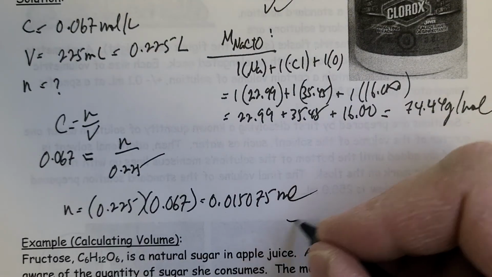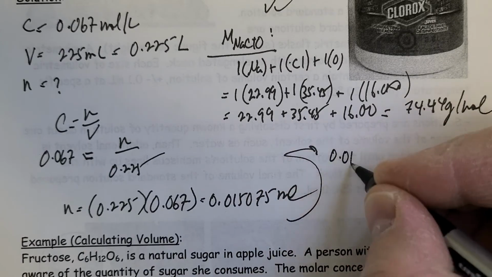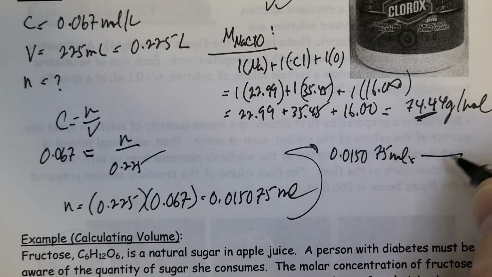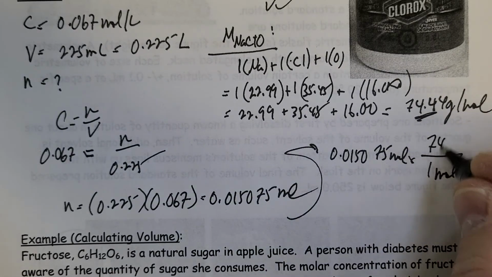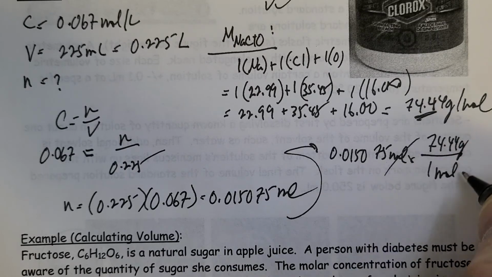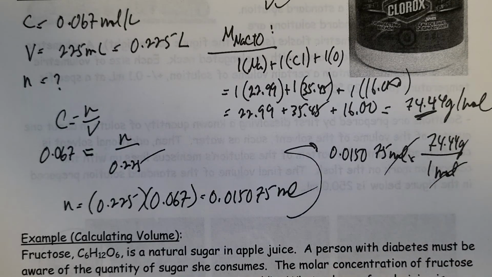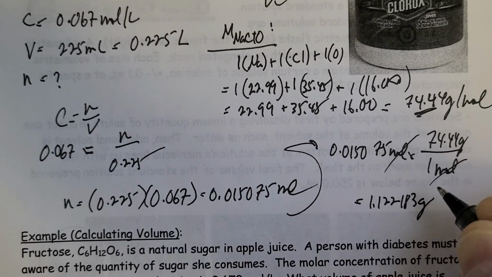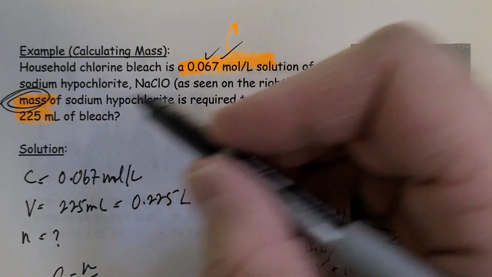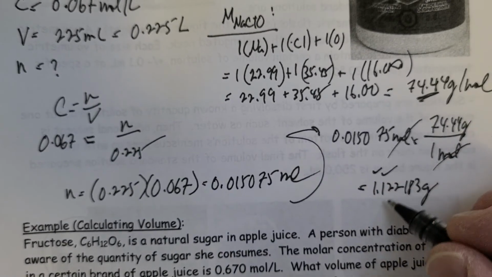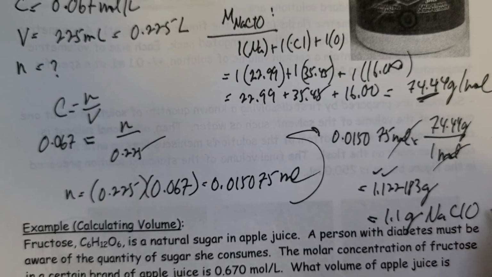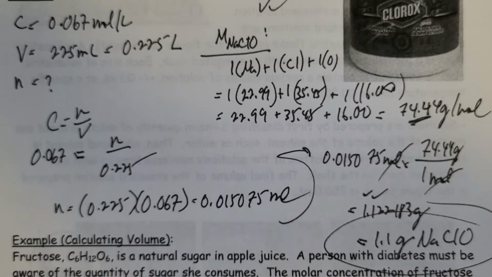And of course, from there, 0.015075 moles, and then use the molar mass. 1 mole represents 74.44 grams. All right, so if we multiply that all out, we get 1.122183 grams. But if I look at my numbers here, 2 sig figs, 3 sig figs, so we'll go with 2 sig figs here. Keep the 1, keep the 1, the next thing is a 2, so 1.1 grams of sodium hypochlorite. All right, we'll leave it there.